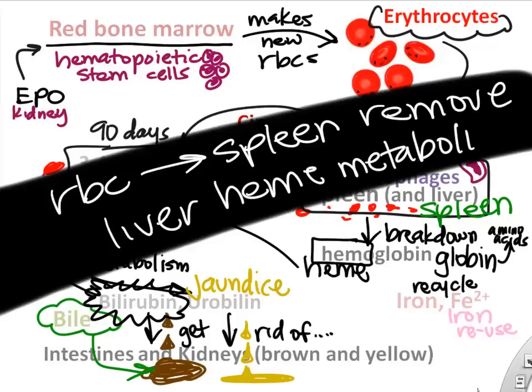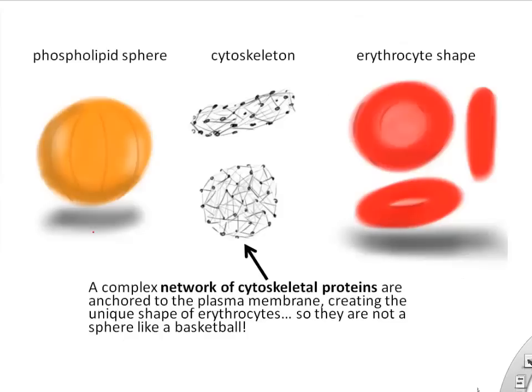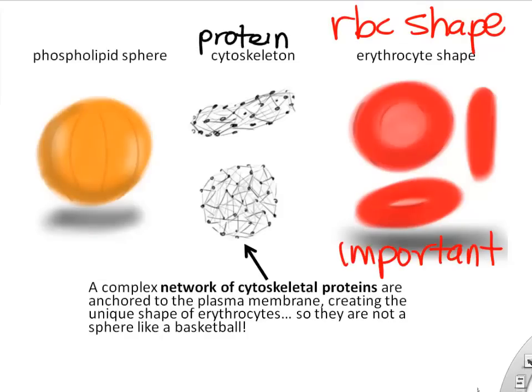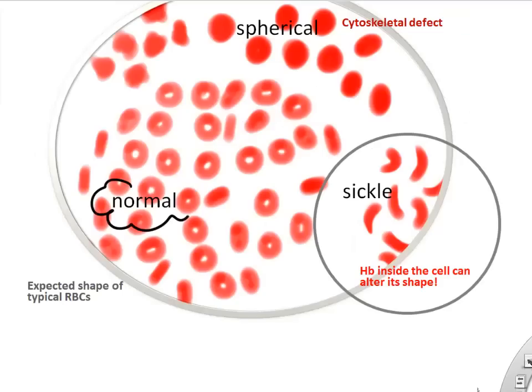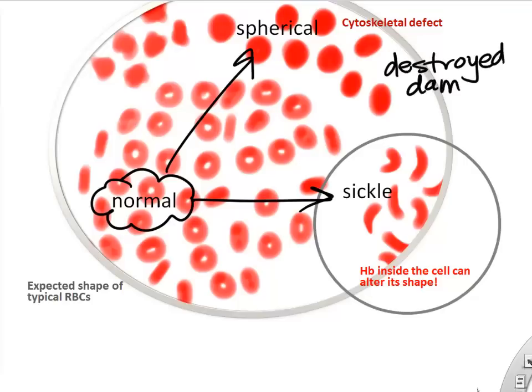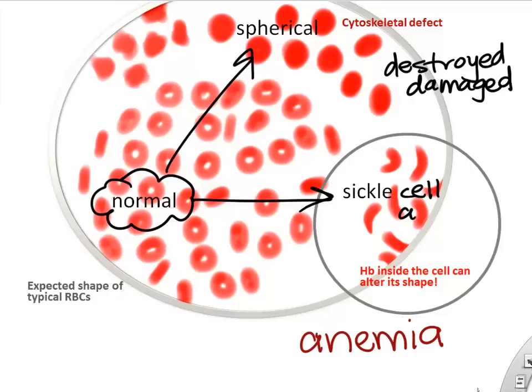So big picture again, the spleen is going to remove our red blood cells. The liver will help recycle that heme. The shape of our red blood cells turns out to be really important. They cannot be round like a sphere or basketball. They have to be disc-shaped to fit in our blood vessels and to carry the most amount of oxygen. So anytime our red blood cells are misshapen, that can cause destruction and damage and break apart those little cells, which can lead to destruction of our blood cells, which can cause anemia.